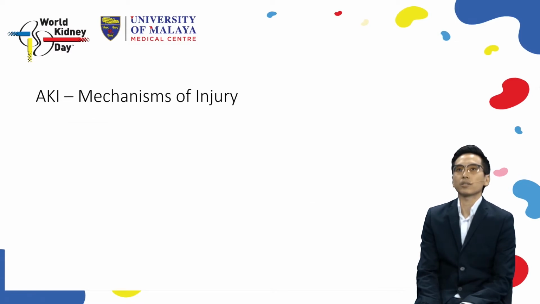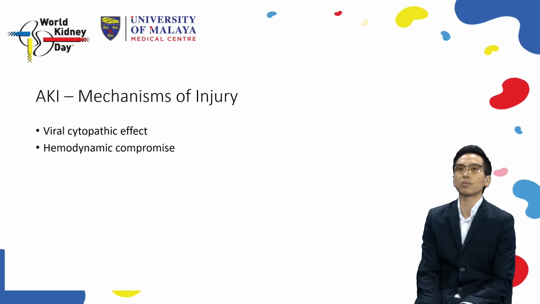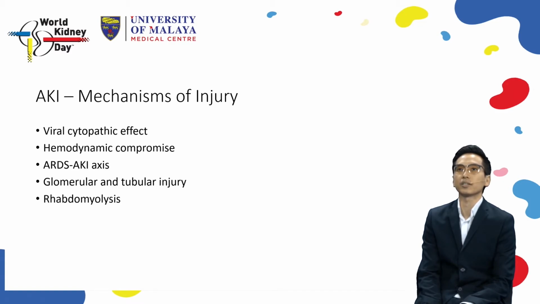So how does COVID-19 cause acute kidney injury? Well, there are several proposed mechanisms, including the direct viral cytopathic effect, the severity of the COVID disease causing hemodynamic compromise, acute respiratory distress syndrome, direct injury to the glomerulus and also tubules, and also in certain cases rhabdomyolysis.